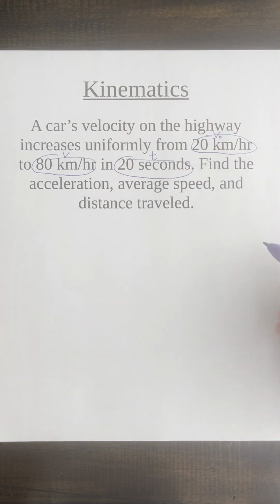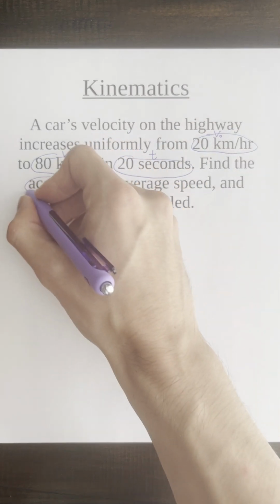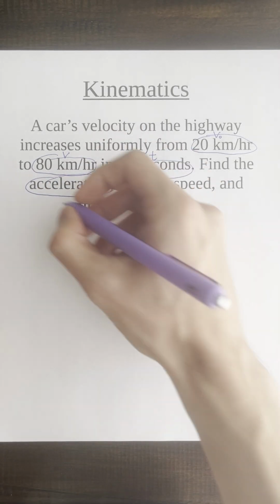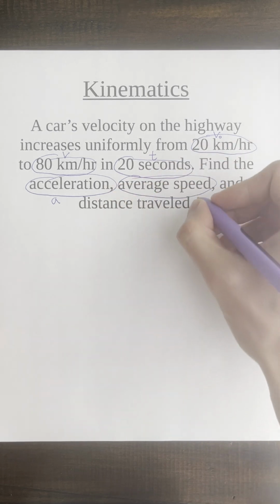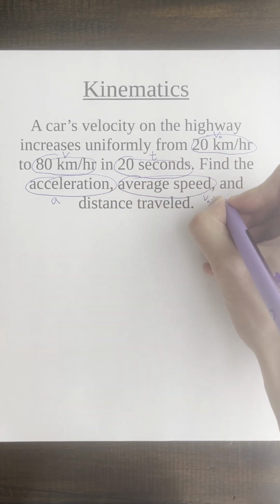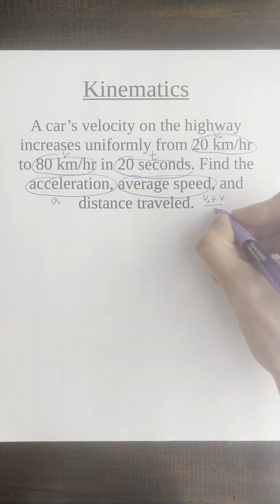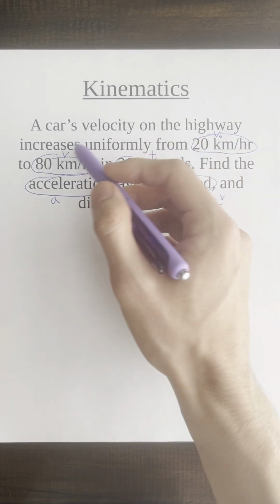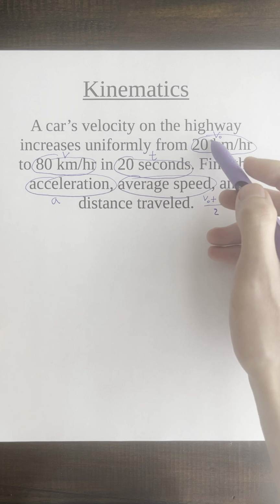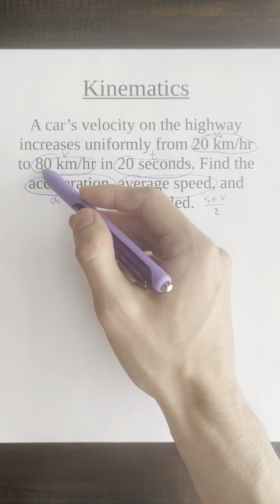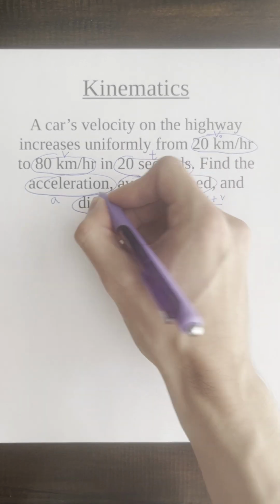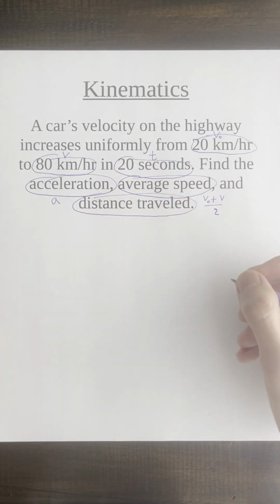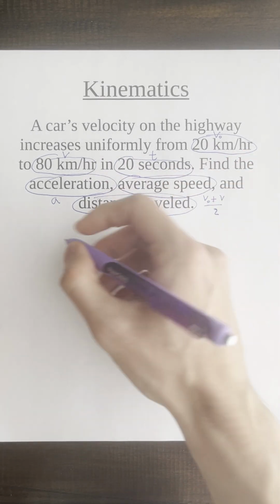And what do they want us to find? The acceleration, so what variable would that be? A for acceleration. Average speed, that's going to be V naught plus V over 2. You can do this when they say it increases uniformly from, they give you an initial velocity and an ending velocity. And distance traveled, that's also what they want us to find, and what variable would that be? Find delta x.